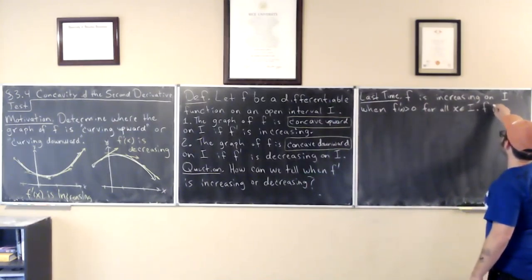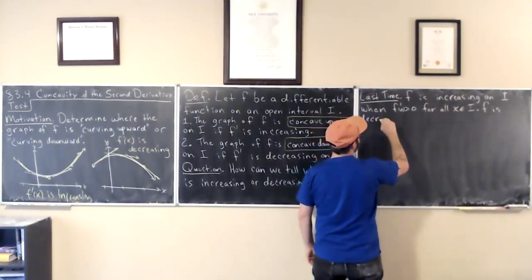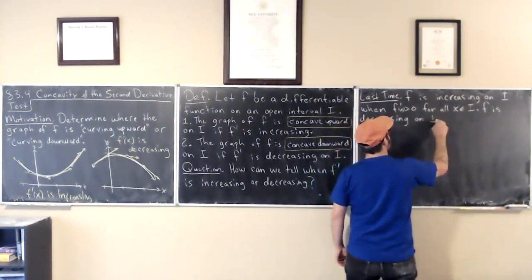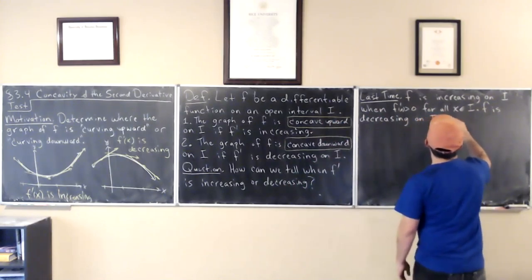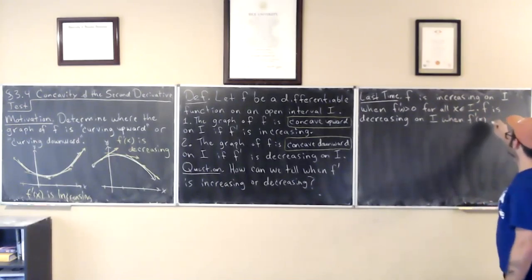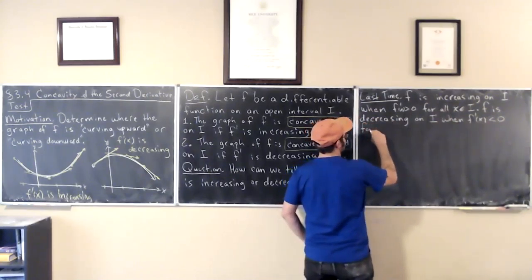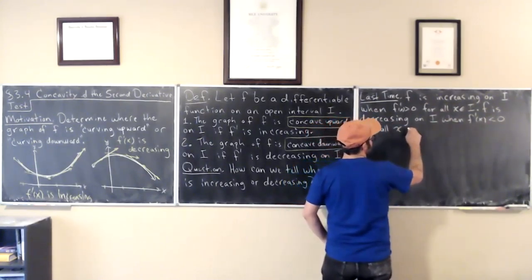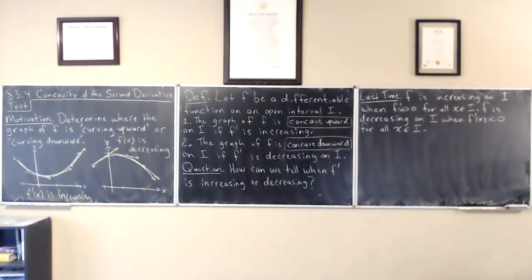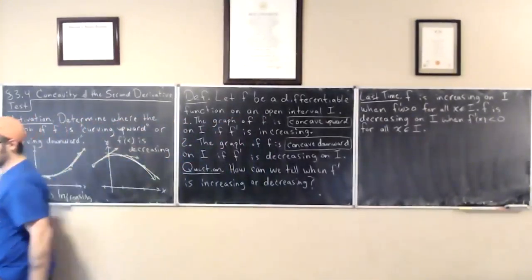And then also, F is decreasing on I when F prime of X is less than zero for all X in that interval. That was from last time. So now we're not considering F, we're considering F prime. And we can think of F prime as a function.